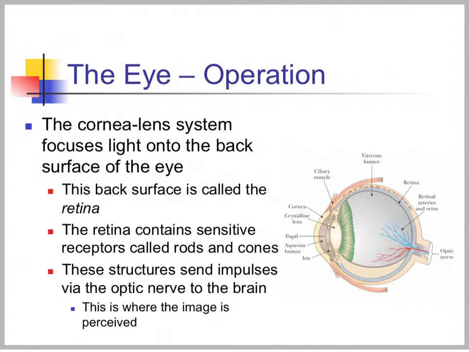The cornea lens system focuses light onto the back surface of the eye. That back surface is called the retina, and it has certain cells that are sensitive receptors called rods and cones, and those structures, when they get light, send an impulse via the optic nerve to the brain, and that's where the image is perceived.